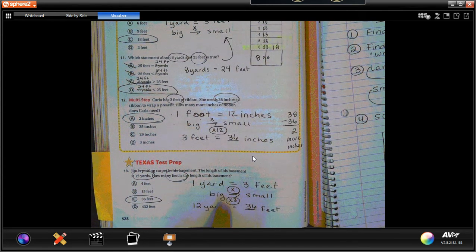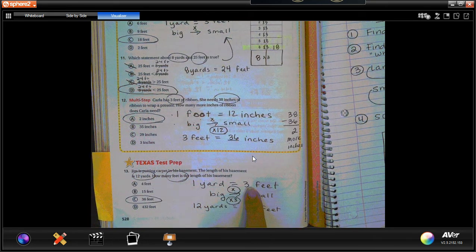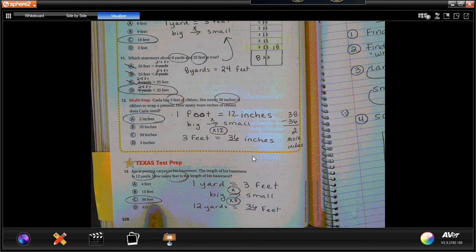1 yard is equal to 3 feet. A yard is bigger than a foot, so we're going from big to small, so we're going to multiply. Then we're going to take what it gave us, so it gave us the 12 yards. We're going to take that 3 feet and multiply it by that 3 here. 12 times 3 is 36, just like we did before up here. And so he needs 36 feet for the length of his basement.